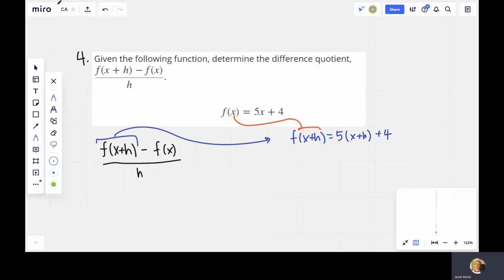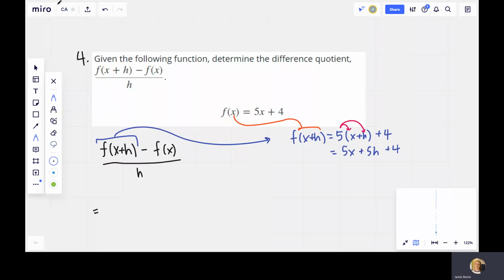If you want to, we could go ahead and multiply this out. That's what I would do. Just save yourself some writing over here. So go ahead and multiply through by 5, just distributing there. All right, so that's 5x plus 5h plus 4. All right, now let's go back over here and plug it in.